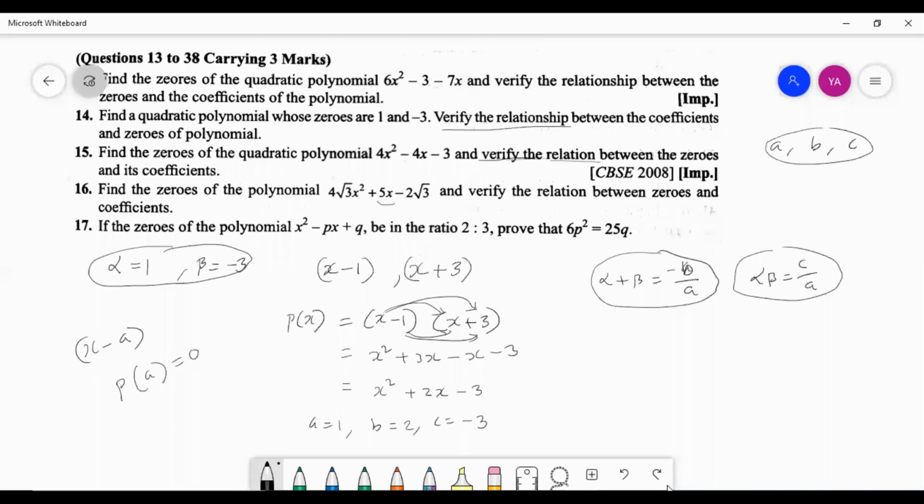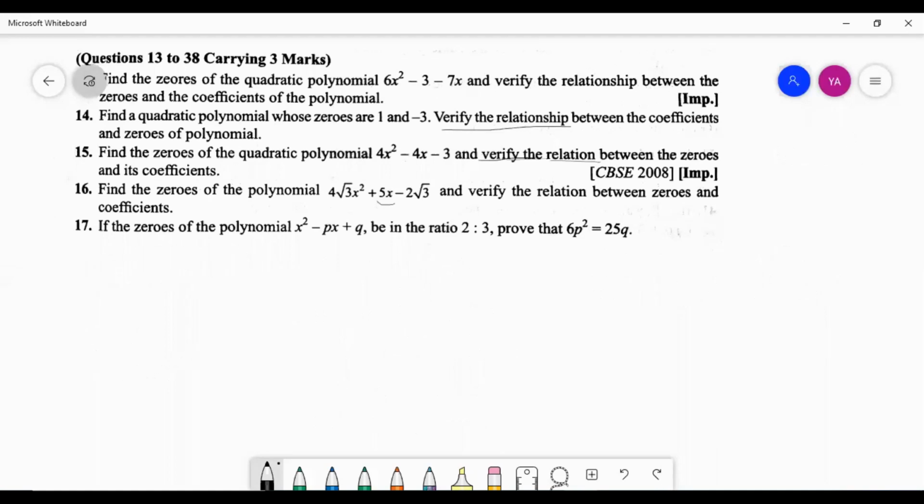So the last question: if the zeros of the polynomial are in the ratio 2:3, prove that 6p square is equal to 25q. That's the question. We want to prove it. If the two zeros are alpha and beta, given that alpha to beta is 2:3, then by theorems we have studied in lower classes, you can assume there exists some quantity x such that alpha is equal to 2x and beta is equal to 3x.